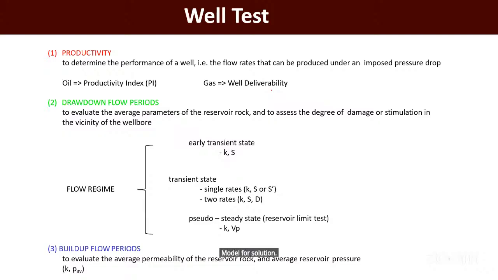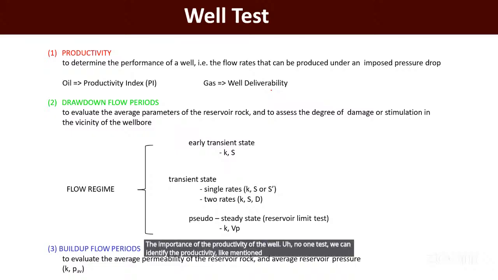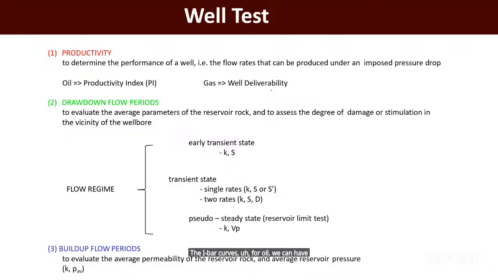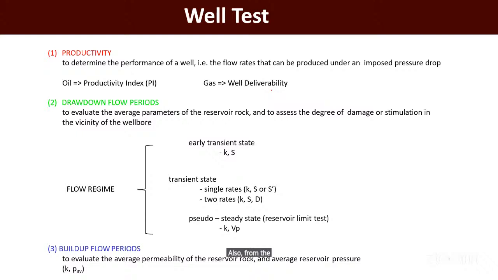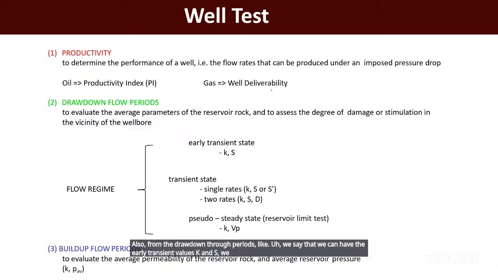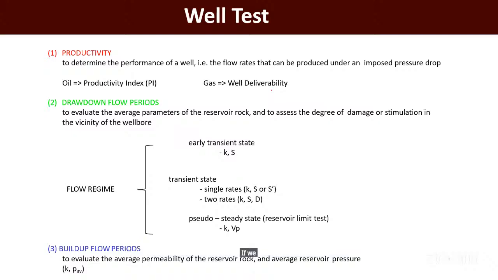The importance of the well test: we can identify the productivity, like mentioned. We can even construct the IPR curves. For oil, we can have the productivity index, and for gas, we can have the well deliverability equation, which includes the n and C. Also, from the drawdown flow periods, we can have the early transient values, K and S. If we reach the middle of the reservoir, we can get the mobility and the skin.